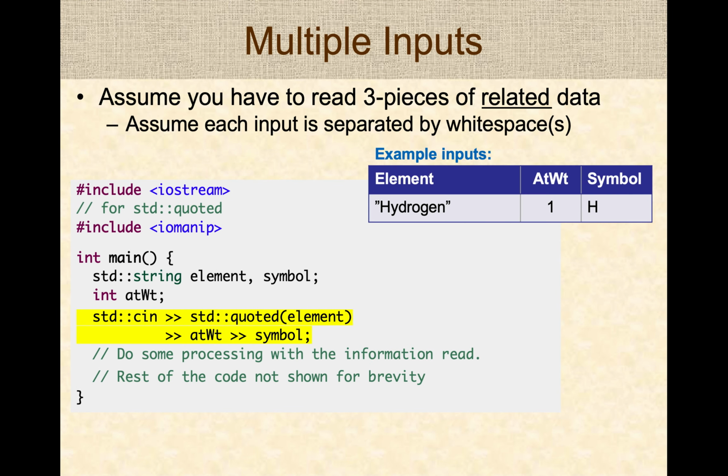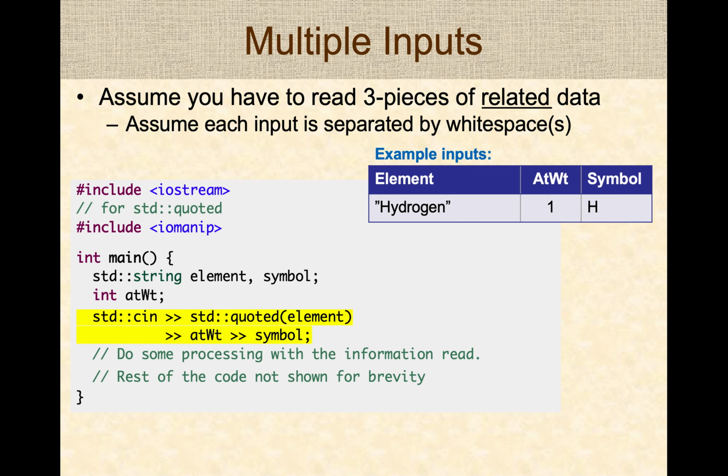Now let's look at another example. Assume that we want to read three pieces of data. Let's say you want to read some element information, where I want to read the name of the element like hydrogen, its atomic weight, and its symbol. Notice how the code is implemented in the main method.